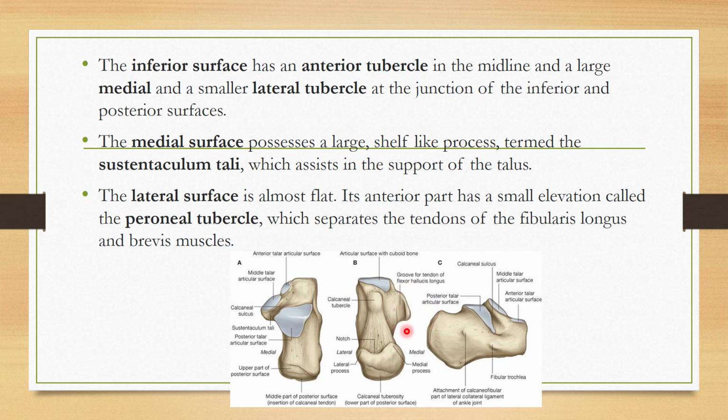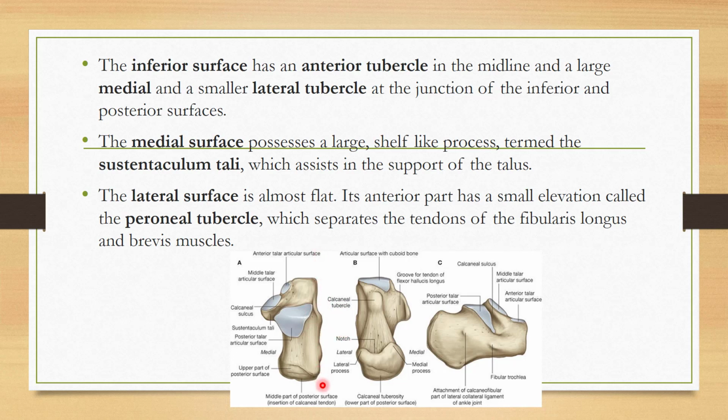So it supports the talus. On the lateral surface we have a small tubercle. You can see here the small tubercle, or in this diagram you can see this is a small tubercle on the lateral surface. This tubercle is named as peroneal tubercle.